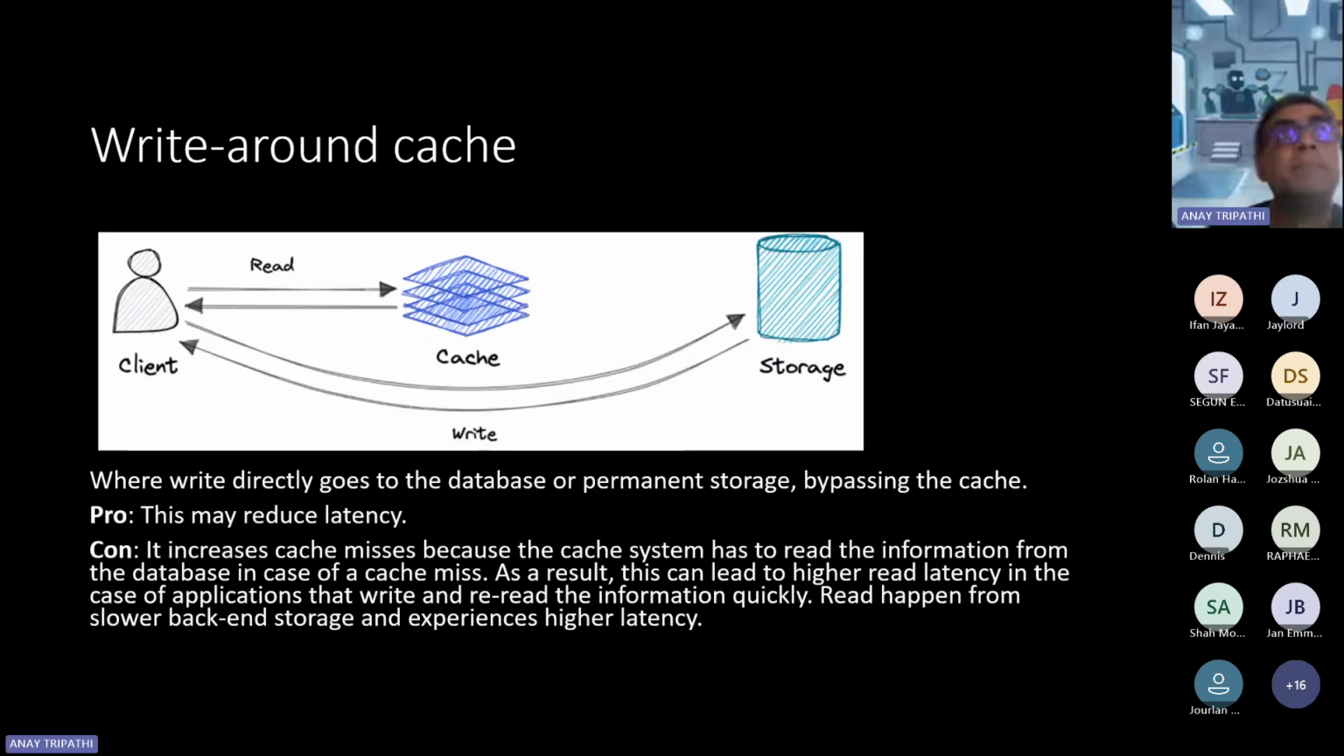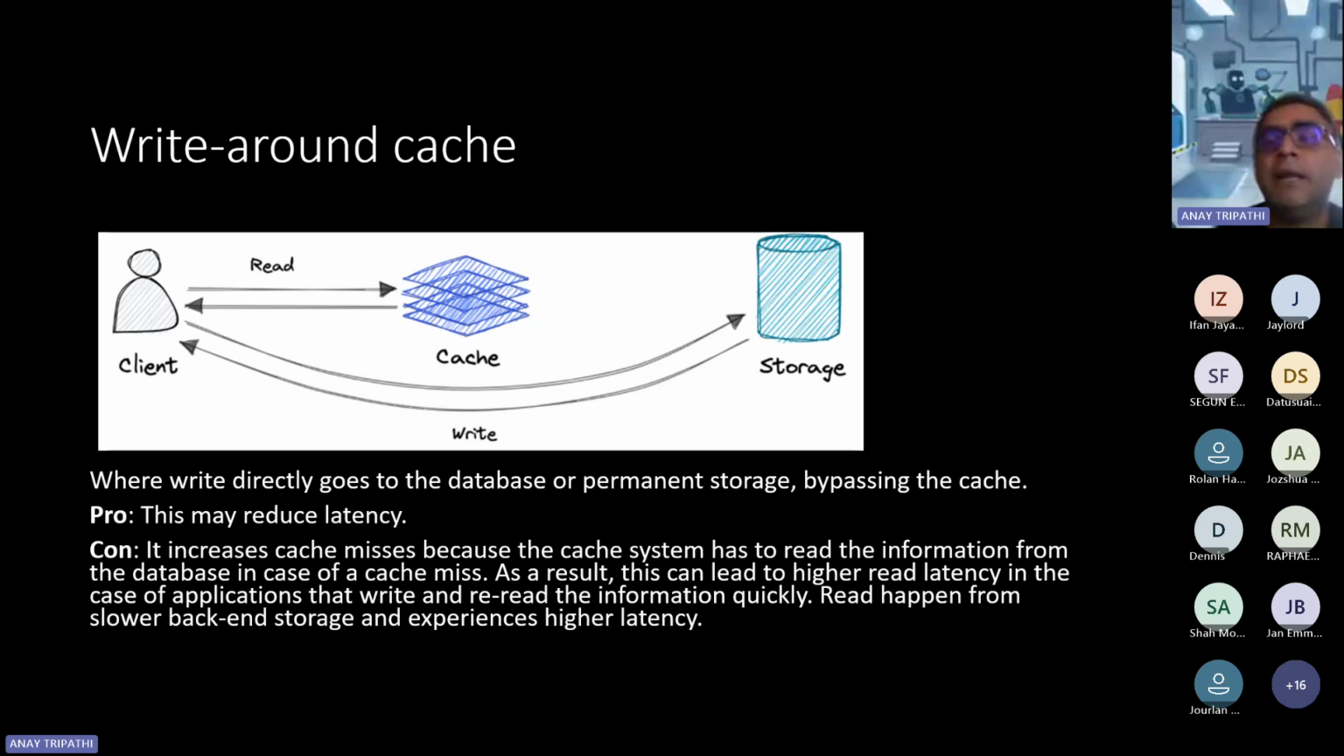Next is write-around cache, as the name suggests. It's just the opposite of the first one, write-through cache. In this, you write in the database first. Any write happens in the database, the permanent storage. It doesn't happen in the cache. So it will certainly reduce the write latency because you're directly going there. But the con is that reading may be slow, and more than slow, it may be inconsistent. So think about it.